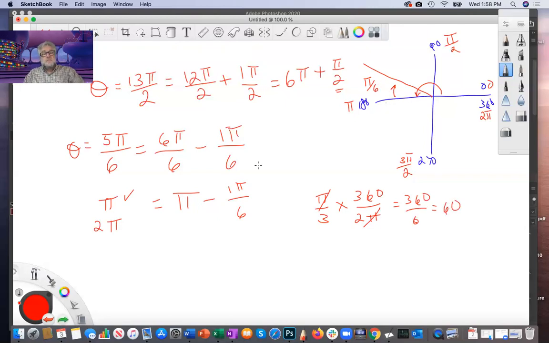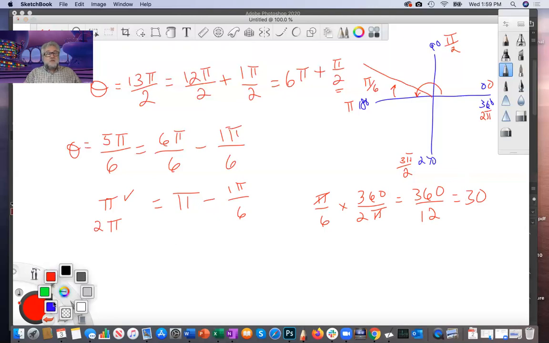Oops. Let me choose a different color. What am I doing? Okay, sorry. Let me do this again, because I wrote the wrong thing. There. That was not right. So over 6 now times 360 over 2 pi. Cancel, cancel. We get 360 over 12, which is equal to 30. There you go. That makes more sense.